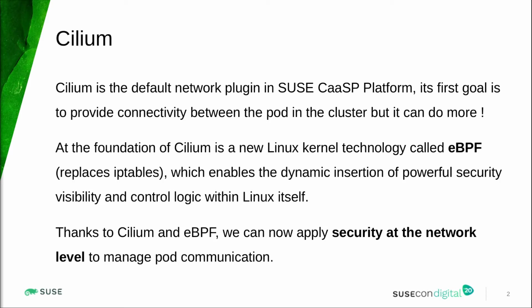Cilium is responsible for the networking part in SUSE CaaS Platform. Its first goal is to provide the connectivity between the pods, so it takes care of assigning IPs, the routing, and so on, but it can do a lot more. In fact, unlike the majority of other network plugins, it is based on the new technology called eBPF, which is used as a replacement of IP tables. One of the main benefits is that it increases the network performance, especially with very large workloads. Every benchmark between IP tables and eBPF showed that very clearly.